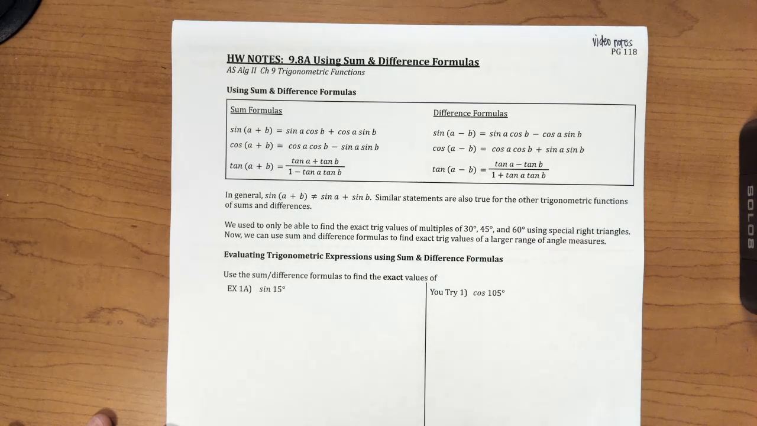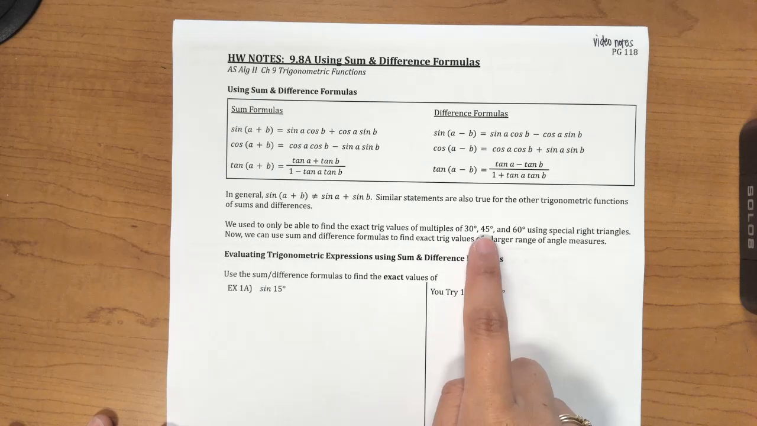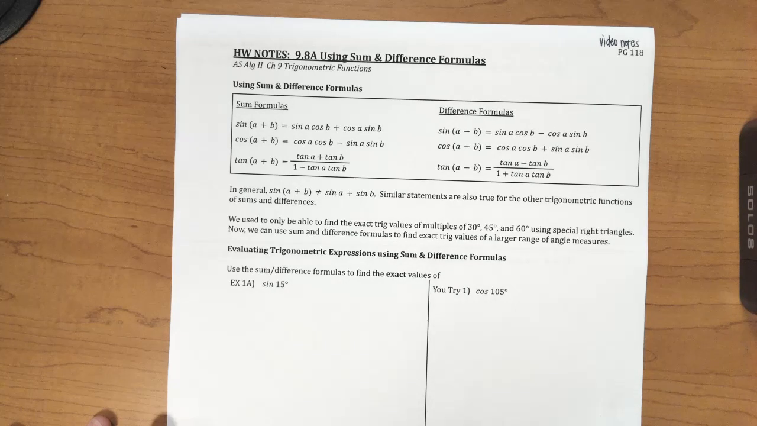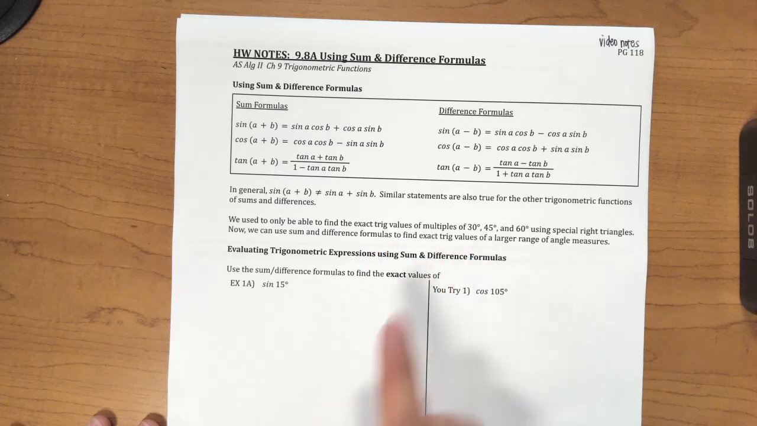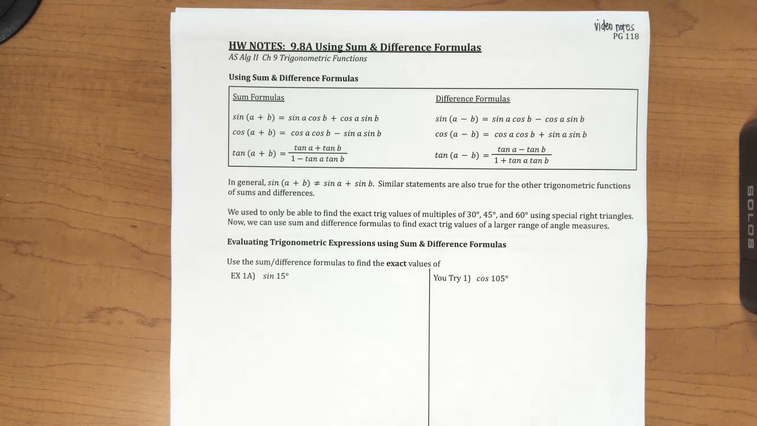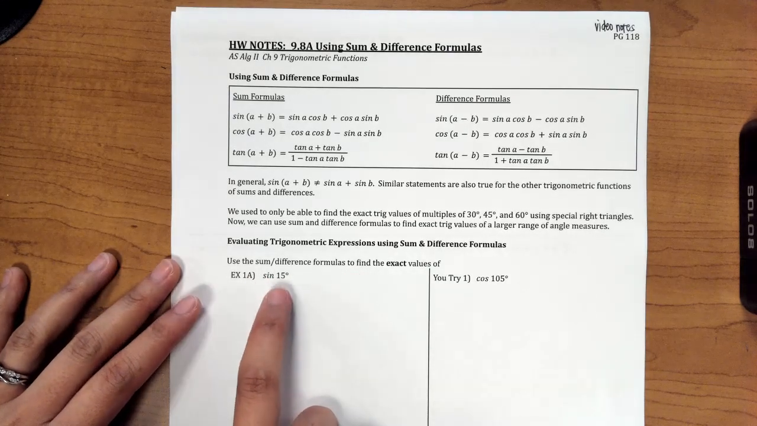Okay, we used to only be able to find the exact trig values of multiples of 30, 45, and 60 using special right triangles, right? Like it'd be root 2 over 2. And now we can use sum and difference formulas to find the exact trig values of more angle measures. So just a larger range of angle measures. We still can't do all of them yet, okay, but we can add in some numbers. So take a look here. We're going to use sum and difference formulas to find the exact value of sine of 15.